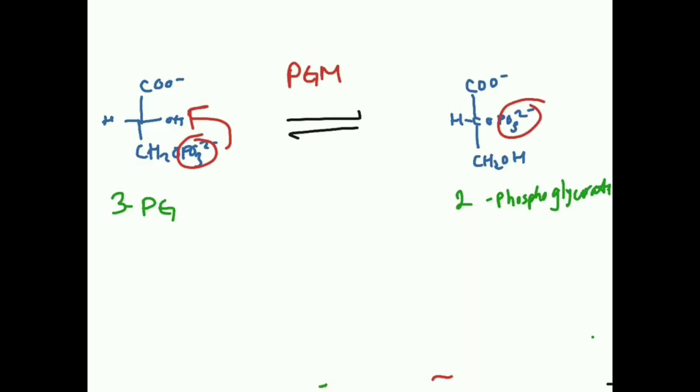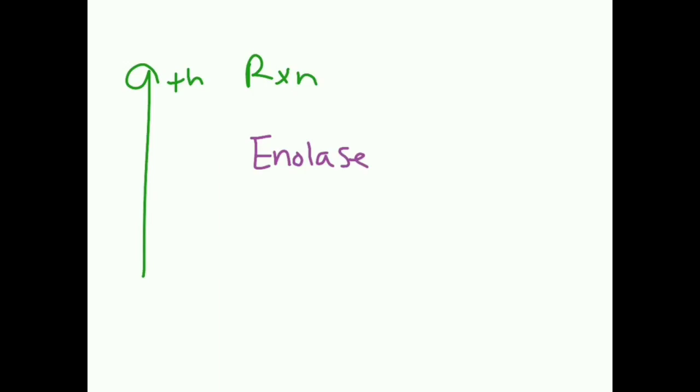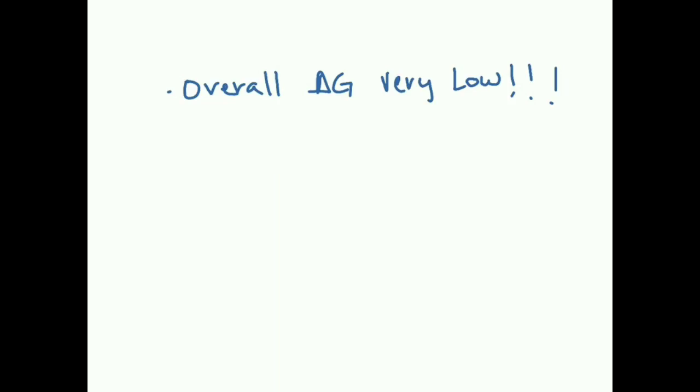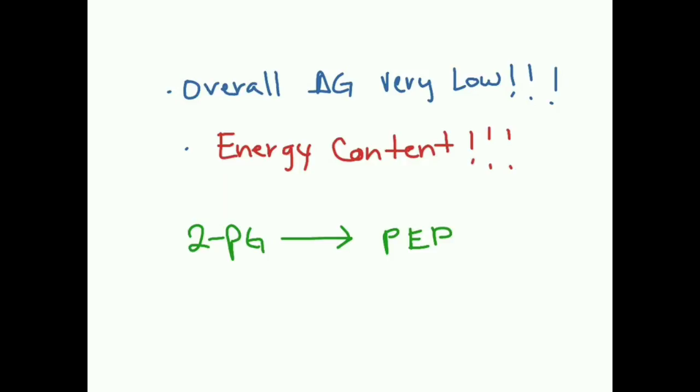The ninth reaction is the enolase reaction. The overall delta G of this reaction is very low. It's actually 1.8 kilojoules per mole. How can it create PEP with such low energy? This reaction is actually energy neutral. What happens here, enolase just rearranges the 2-phosphoglycerate to a form from which more energy can be released in hydrolysis.